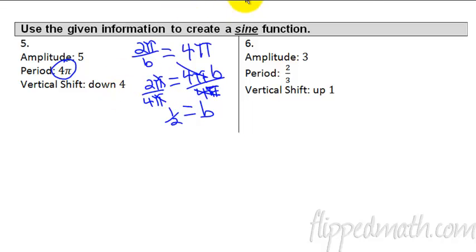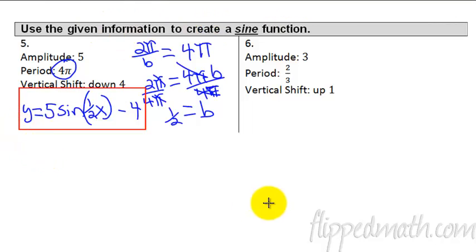Now we can create our equation. We're going to say y equals, so what is our equation? It's a sine function, it says here. So the amplitude is a 5. We say sine of the b, which is 1/2 x. If you want, you could put that in parentheses, it doesn't really matter. It's inferred that it's in parentheses. And then we say minus 4 on the outside of this parentheses. Okay, there is our answer. That is the answer to number 5: 5 sine 1/2 x minus 4.